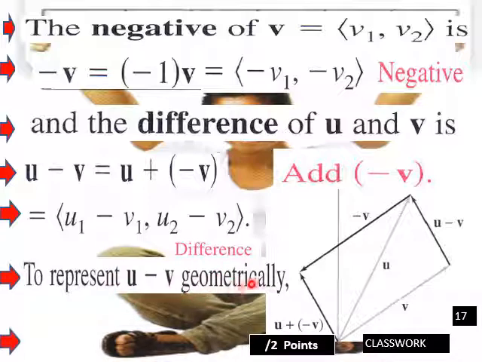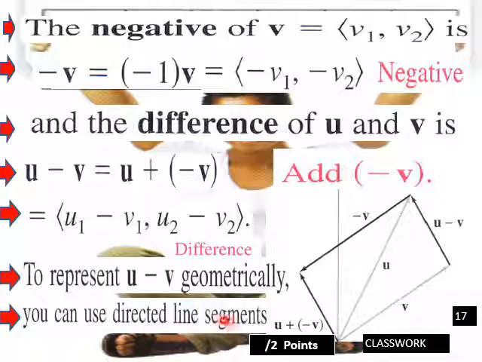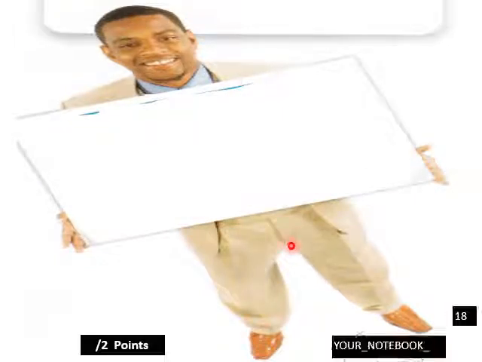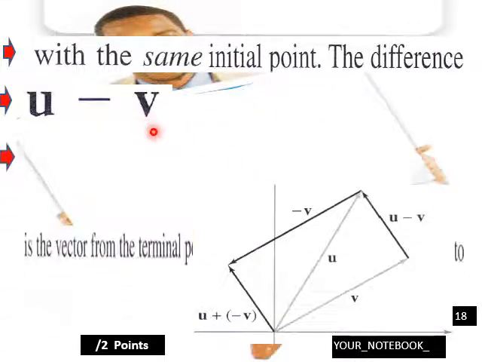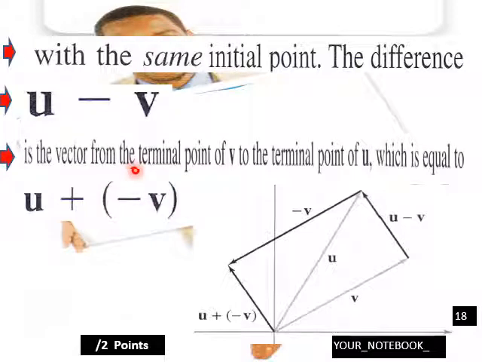To represent u minus v geometrically, you can use the directed line segments here. So here's a geometrical representation of the addition of negative v, with the same initial point. The difference, u minus v, is the vector from the terminal point of v to the terminal point of u, which is equal to u plus a negative v. So u plus a negative v would be out here.